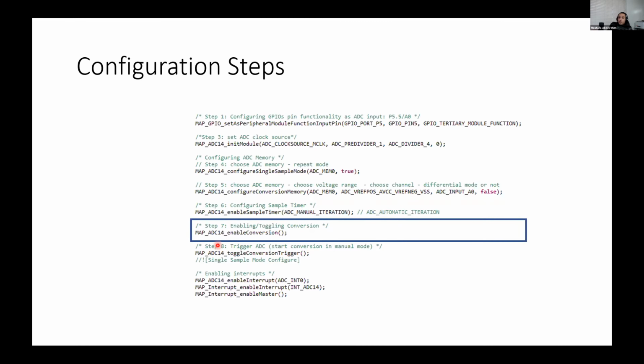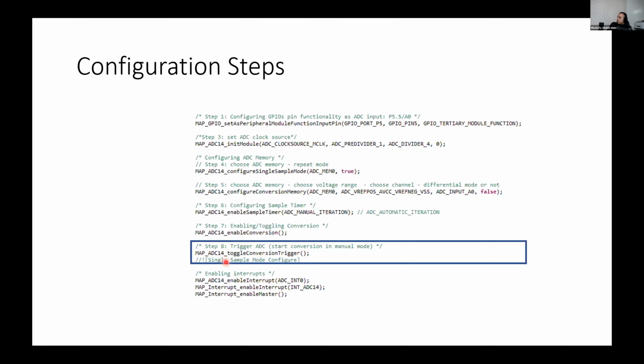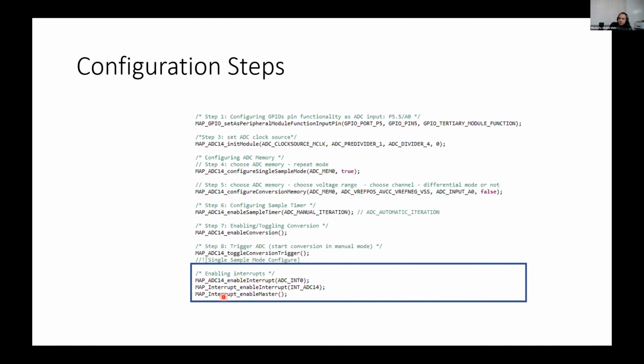You need to enable the module. This is how to enable the module. And you need also to trigger or start the conversion. This function means, please start converting. Whenever you write this and execute it, the ADC will sample a value and convert it to a digital value. The last one here is not actually a step, but you can consider it a step also, which enables the interrupt. I mean, you don't have to enable the interrupt. That's why they are not steps.